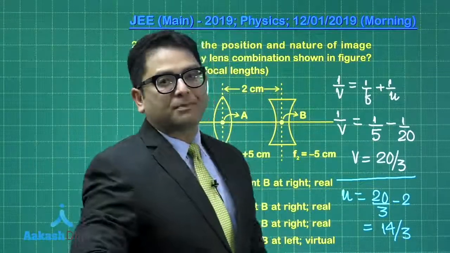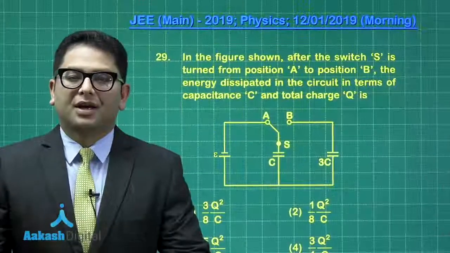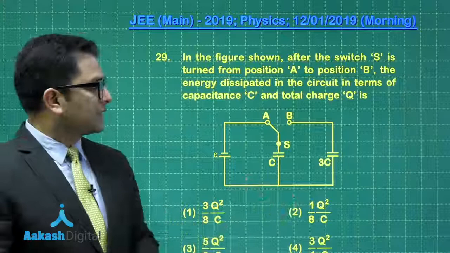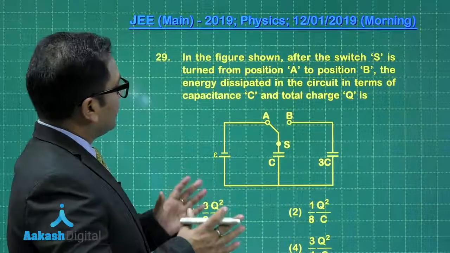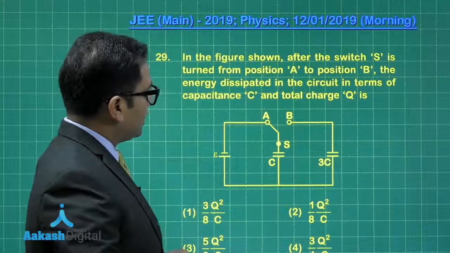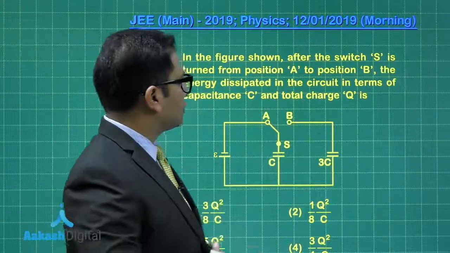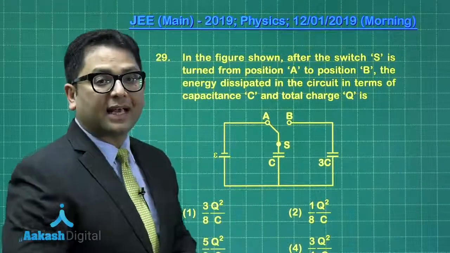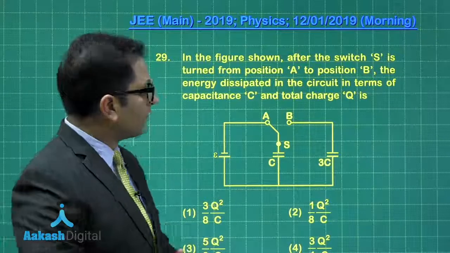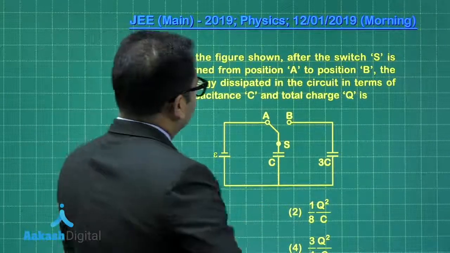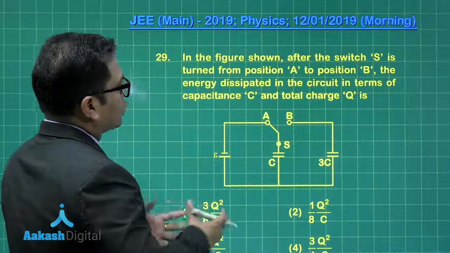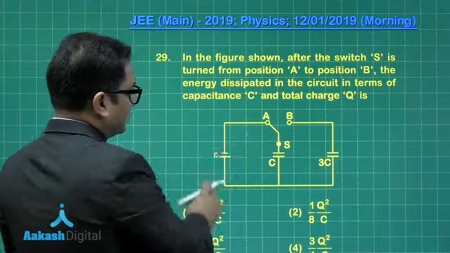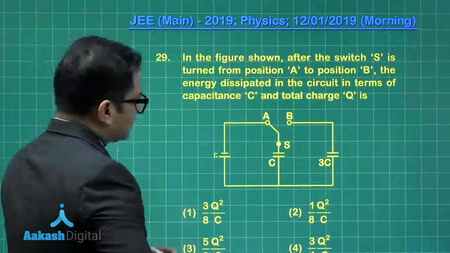Fine, now let's move to the penultimate question. Question number 29 is from electrostatics and capacitive circuits, which is very clear here. It says that initially the switch was at position A. Now the switch is shifted to position B. After it is shifted to position B, we need to calculate the energy dissipated, which of course is in the form of heat, in terms of the total charge Q. So total charge Q is, of course, the initial charge that it collected from this given situation.